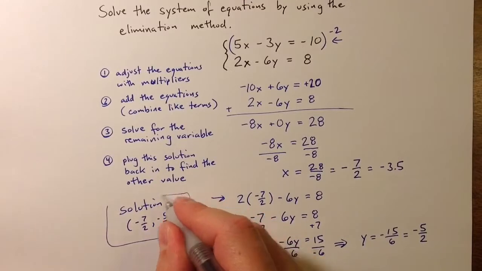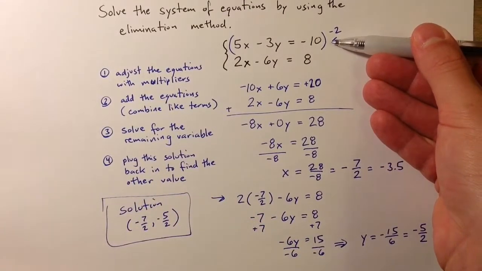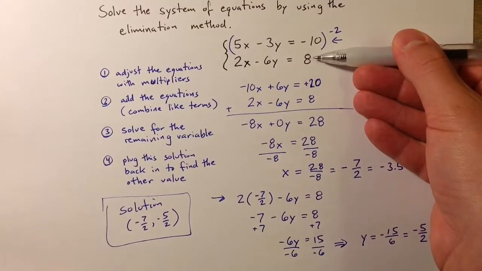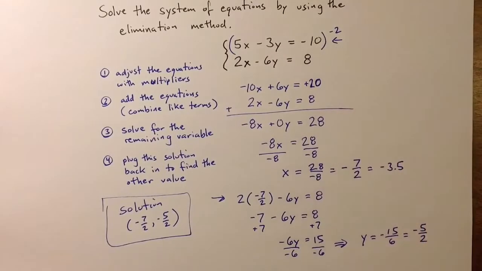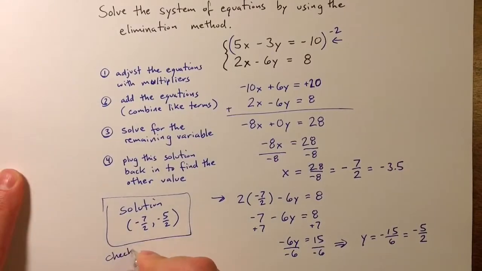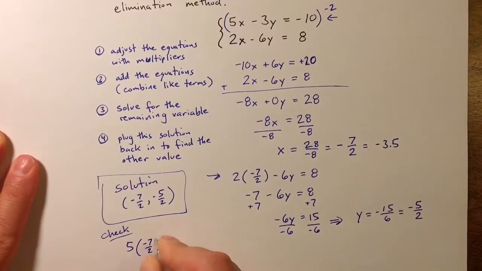It's a great idea to check, and we can do that by plugging things back into the first equation. I used the second equation to find the second variable. So if I plug both of those values into the first equation, I can check to make sure that we do have a solution for both of those. So taking a moment to check, I get 5 times negative 7 over 2 minus 3 times negative 5 over 2, and I want to see if that does in fact equal negative 10.